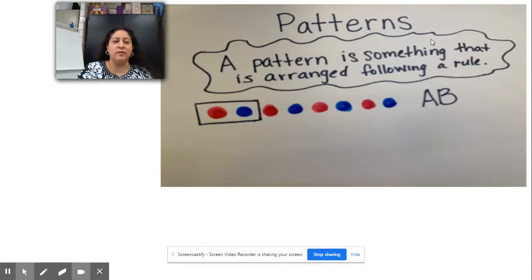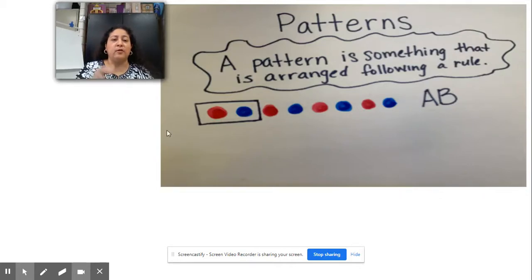So, patterns is when you put something arranged in a certain way or following a rule. Okay? And the first pattern we're going to be learning about is called AB pattern. So, you see the letters here, A and B. So, it's called AB pattern.